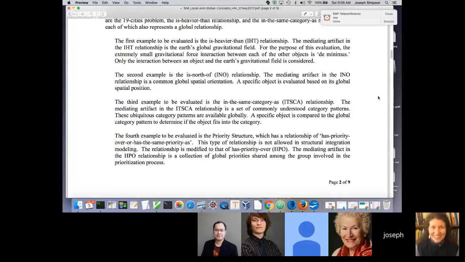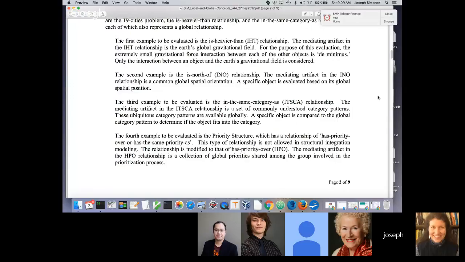And then the fourth example, of course, is a priority structure, which has a relationship "has priority over" or "has the same priority as." Now that's from the handbook, but in the systems concepts approach to structural modeling, we don't allow "has the same priority as," because we do "has priority over" or "is a higher priority than" of priority classes. If two things are the same priority, they are in the same priority class, and so we just use that approach. And of course, the mediating artifact is a collection of global priorities.